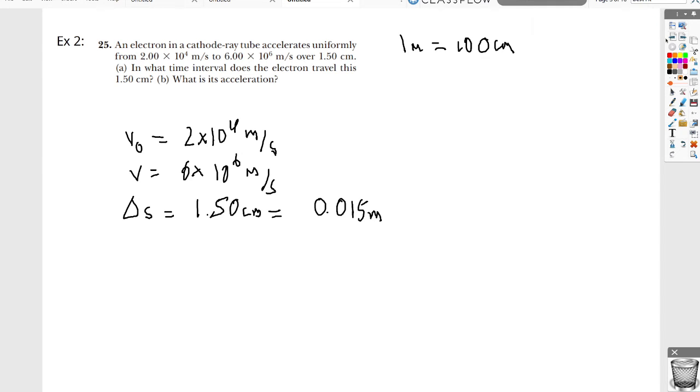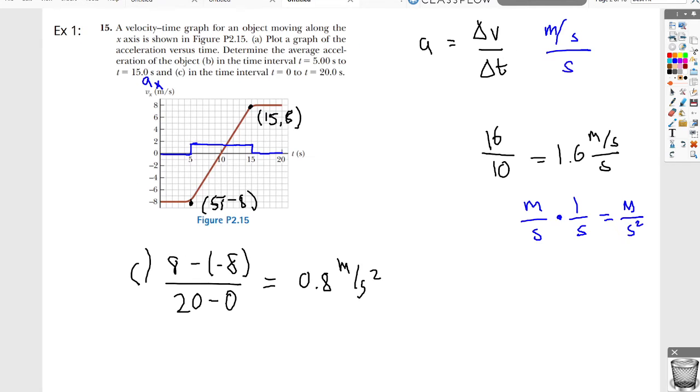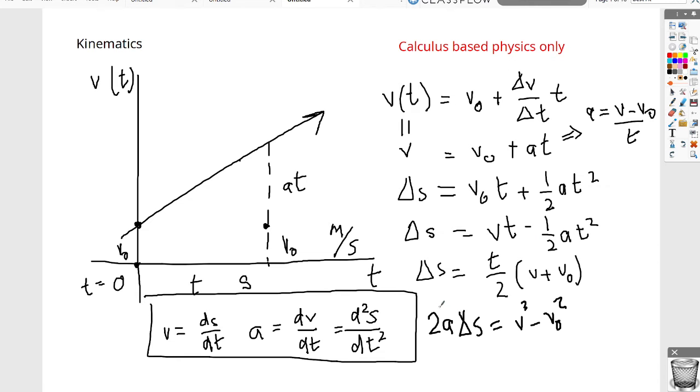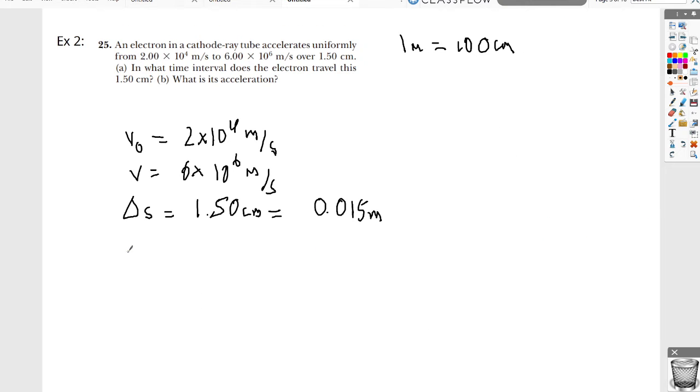So what equation do we use if we want to find the time interval? We use, right here, this fourth equation. We use this equation. So it will become 0.015, or I'm going to write down the equation.